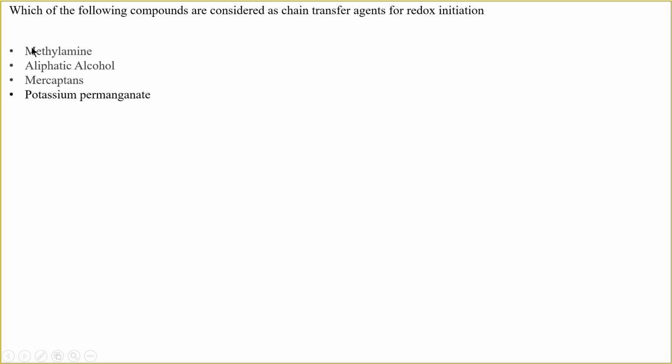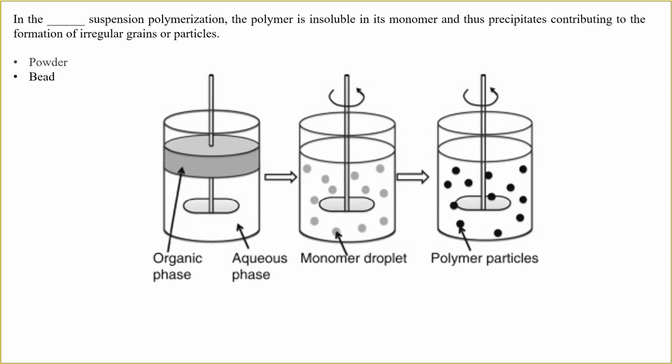This is quite a normal question, because these are just a few examples of chain transfer agents for redox initiations, and you can quite easily identify them from the electronic configuration and how they are able to transfer the electrons to the other propagating chains, if you read about the chain transfer agents and the redox initiation process.